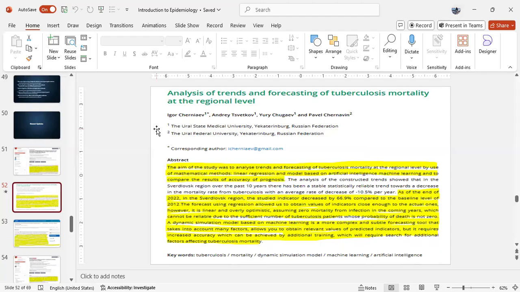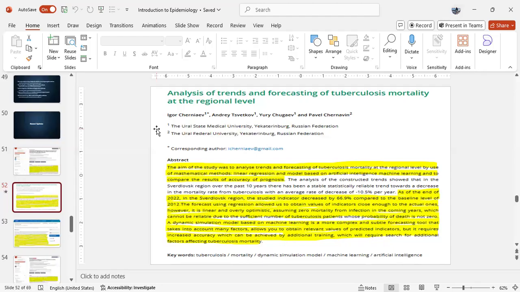The forecast using regression allowed us to obtain values of indicators close enough to the actual ones. However, it is linear and overly optimistic, assuming zero mortality from infection in the coming years, which cannot be reliable due to a sufficient number of tuberculosis patients whose probability of death is not zero.